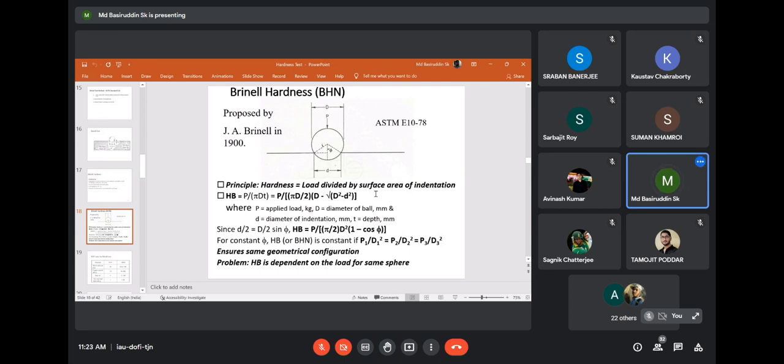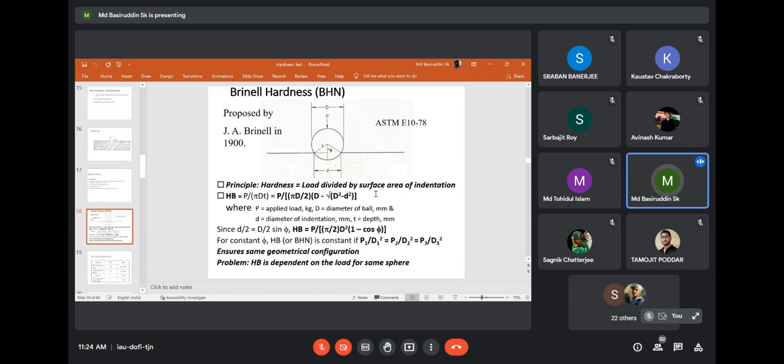Is that clear? Yes, sir. But that also creates some problems. It actually depends on the load. So that is a problem for the Brinell hardness test. As you said, if we increase or decrease the load, we are manually changing the small d, and it is very difficult to compare the hardness of different materials.